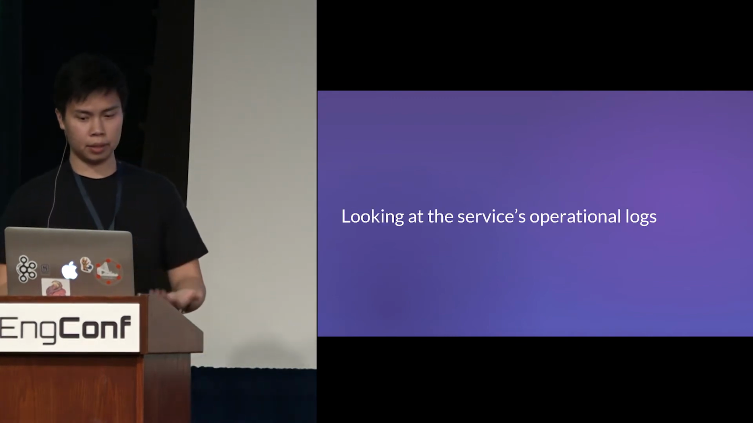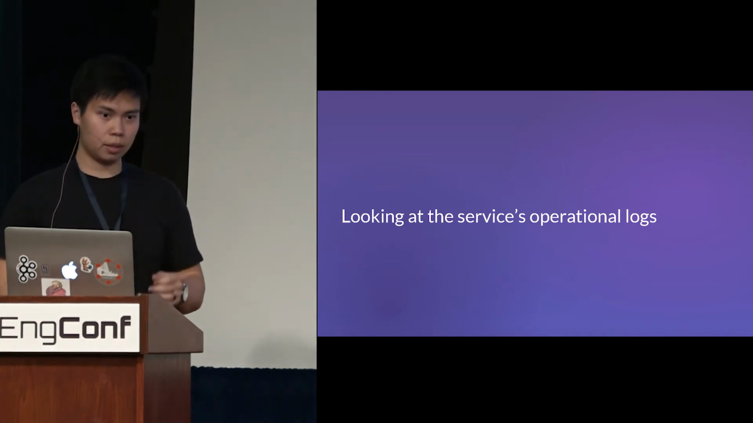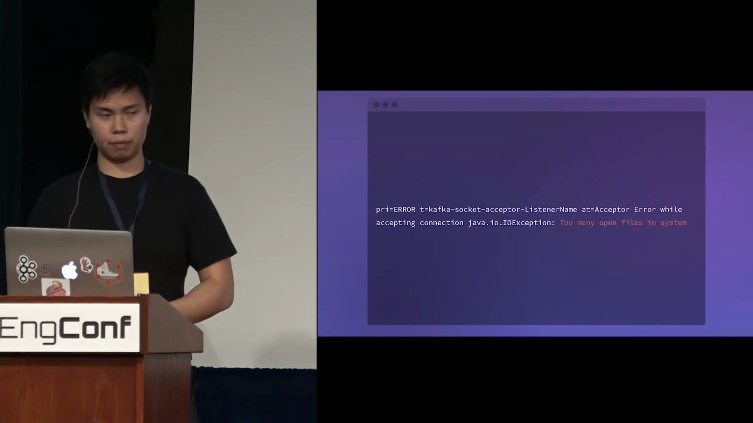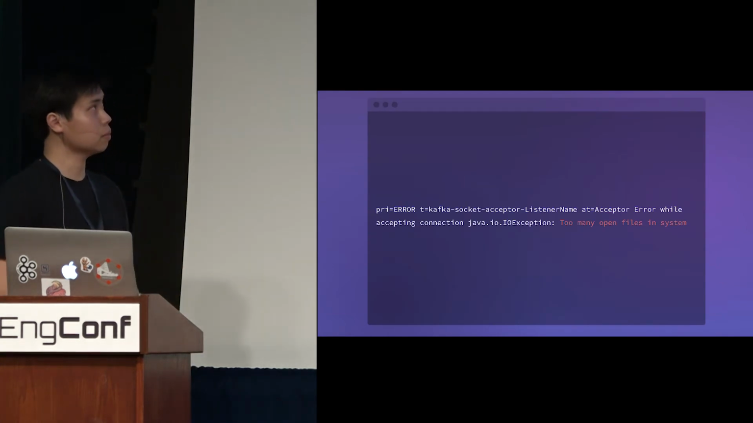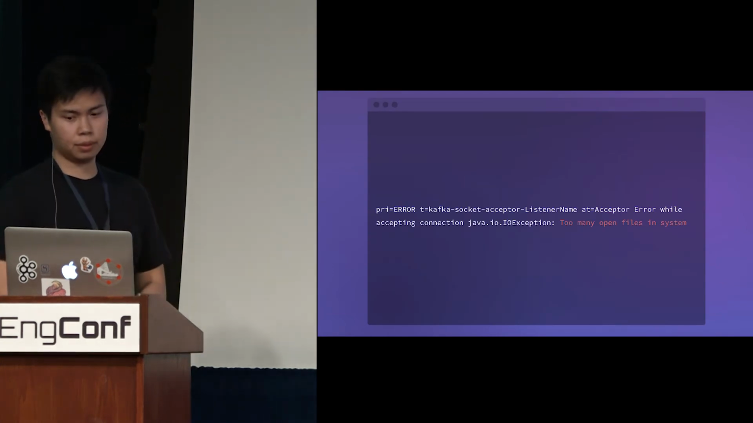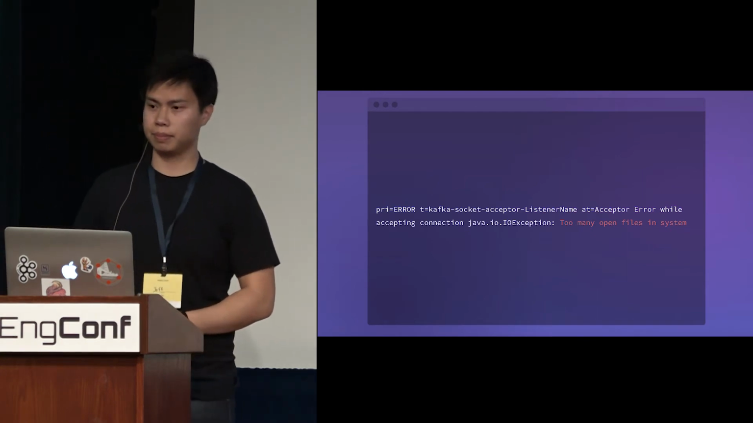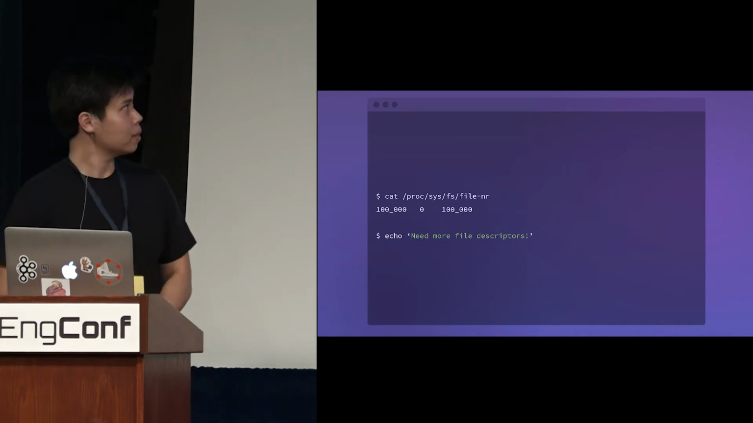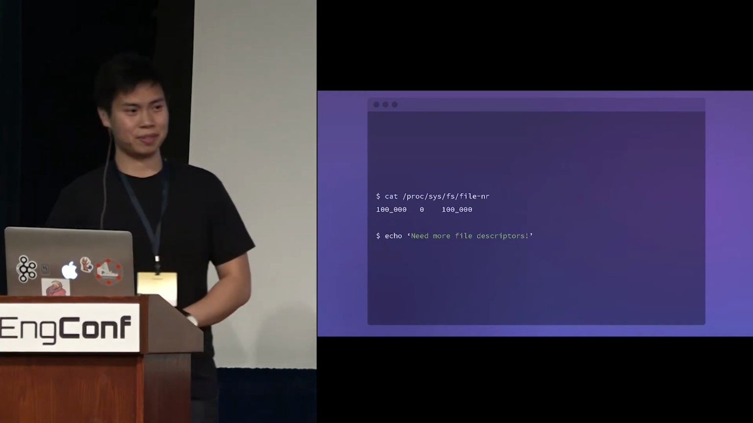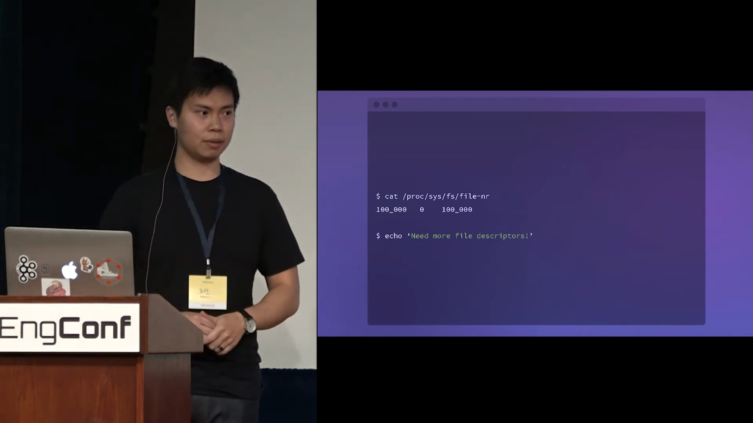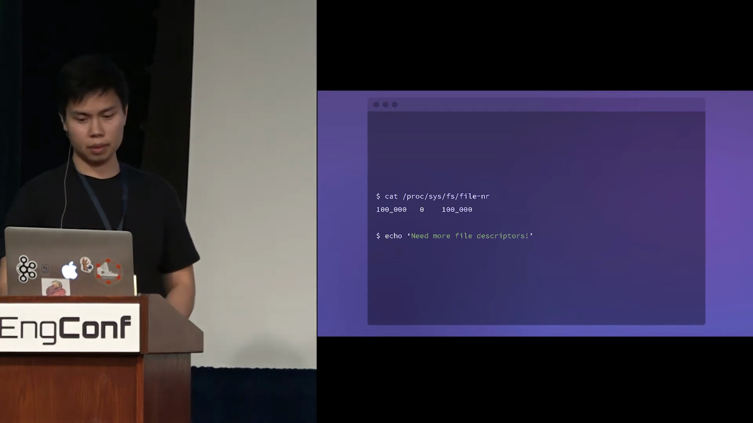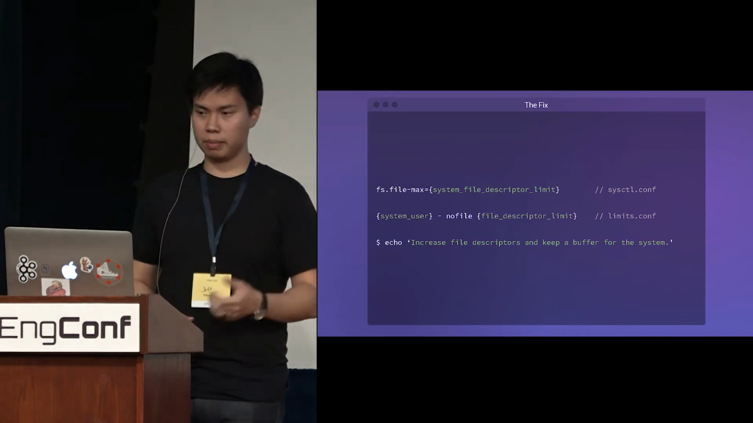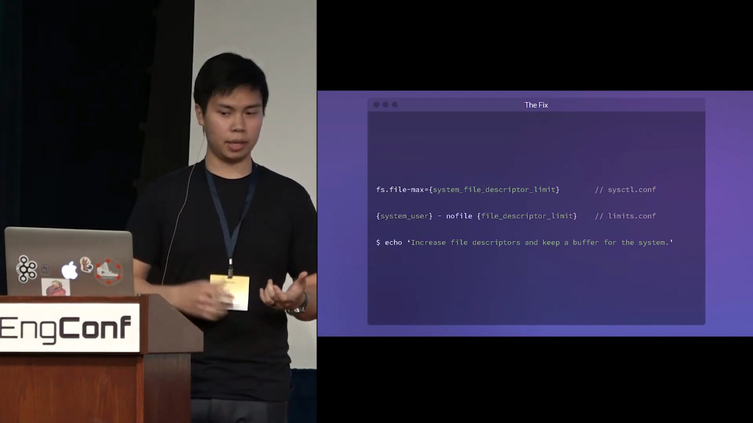So if we look back at the service's operational logs, the logs that you're normally used to, the tail -f, you will see the following: IO exception, too many files in the system. What does this mean? Well, we need more file descriptors. We were completely maxing out on our limit. And what did we do to fix this? We increased the limit on the process and the system as well.